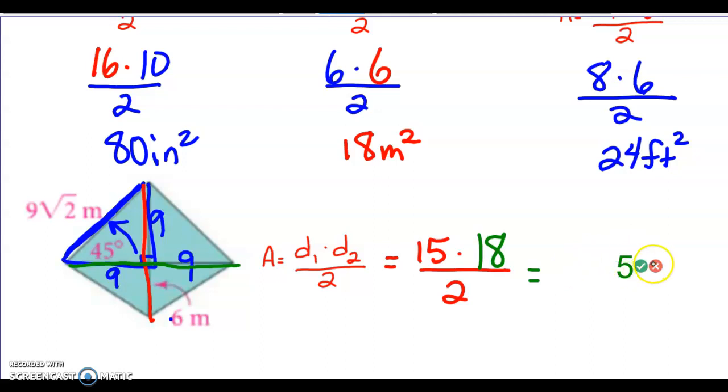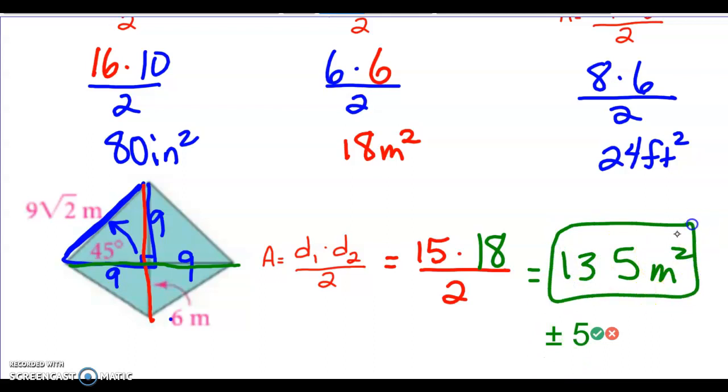What is that? So it would be 9 times 15, 15 times 9, 45, 135. And that would be meters squared. Okay? All right. So that is our kites and our rhombuses.